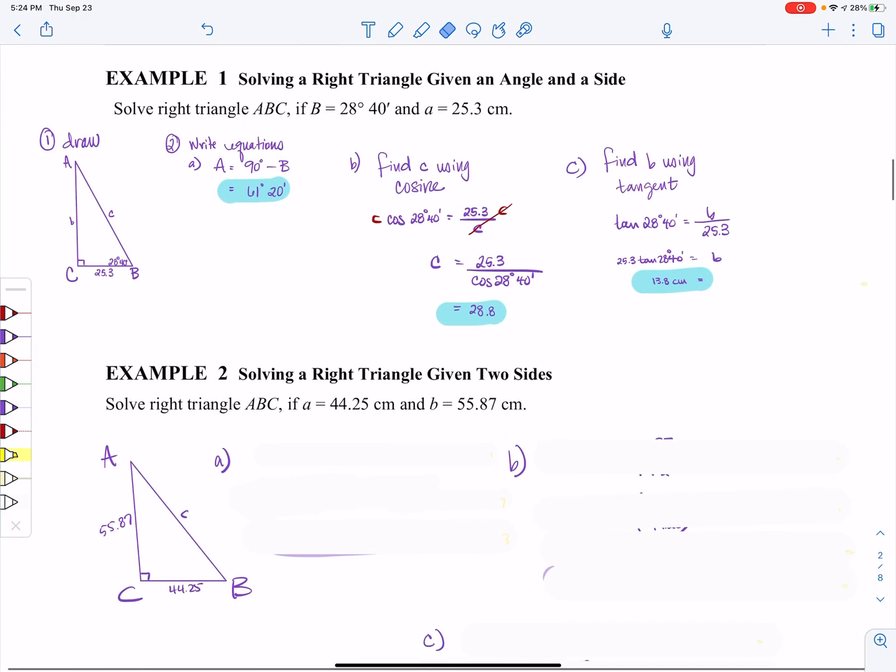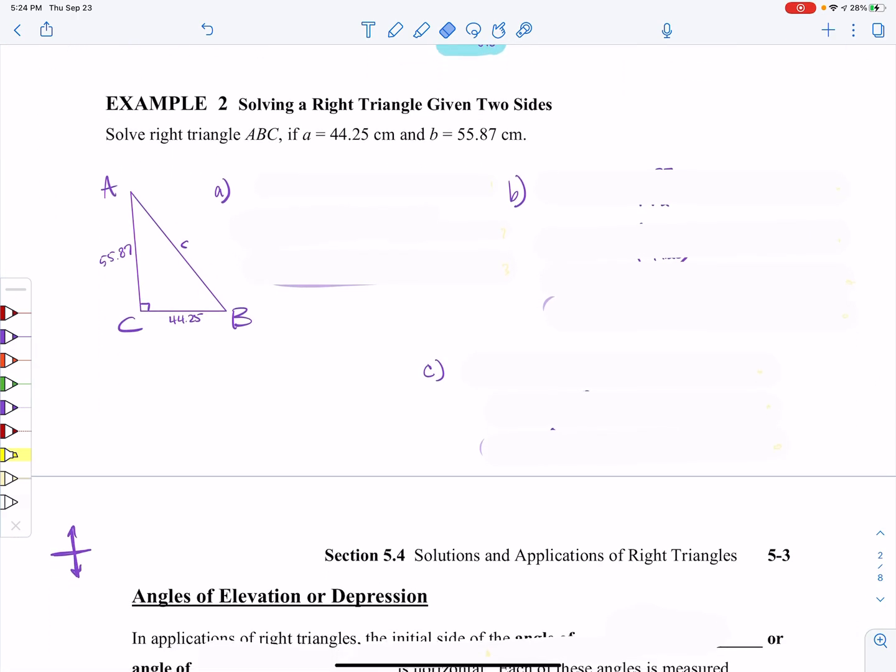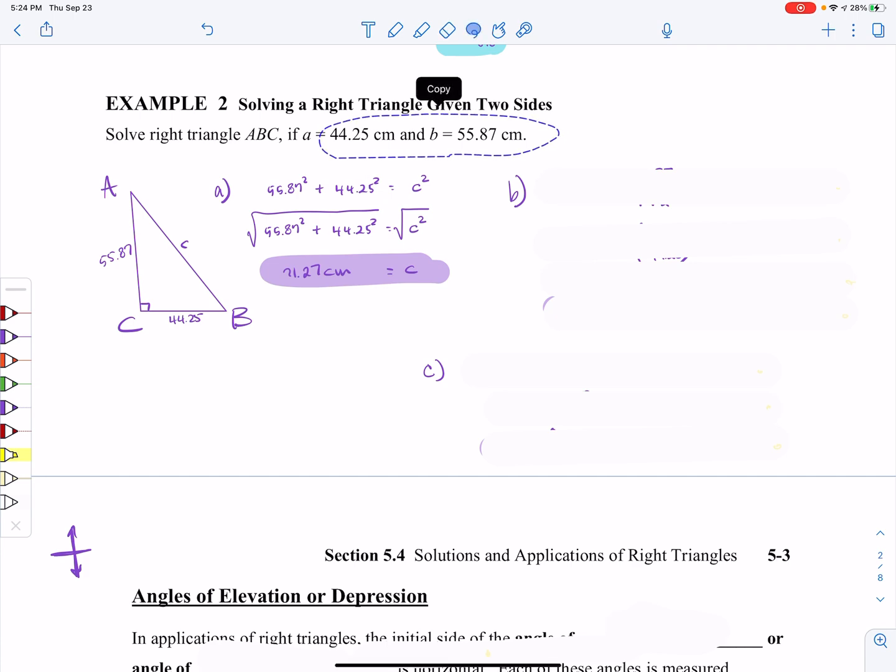All right, let's move on to example number 2. Once again, use your given information to draw a picture. Notice that my side a is opposite angle A, my side b is opposite angle B. I would say that the easiest thing to find on this is side c because I can use the Pythagorean theorem. We'll take the square root of both sides, throw that into the calculator, and I'll get 71.27 centimeters. Again, if you look at the given, everything has 4 sig digs, so I'm going to use the same number of sig digs on my answer.